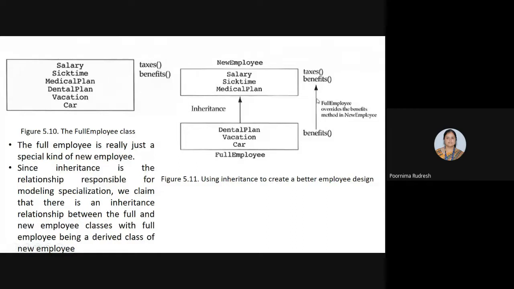Understood? Any doubt in this? No, ma'am. This is the real example for specialization. Here, what is the specialization relationship? Full employee exhibits the specialization relationship. Why? Because when you compare the full employee with the new employee, full employee has the properties of new employee, along with additional properties with respect to the benefits: dental plan, vacation, and car. Hence, we say that full employee exhibits the specialized relationship with respect to the new employee class.